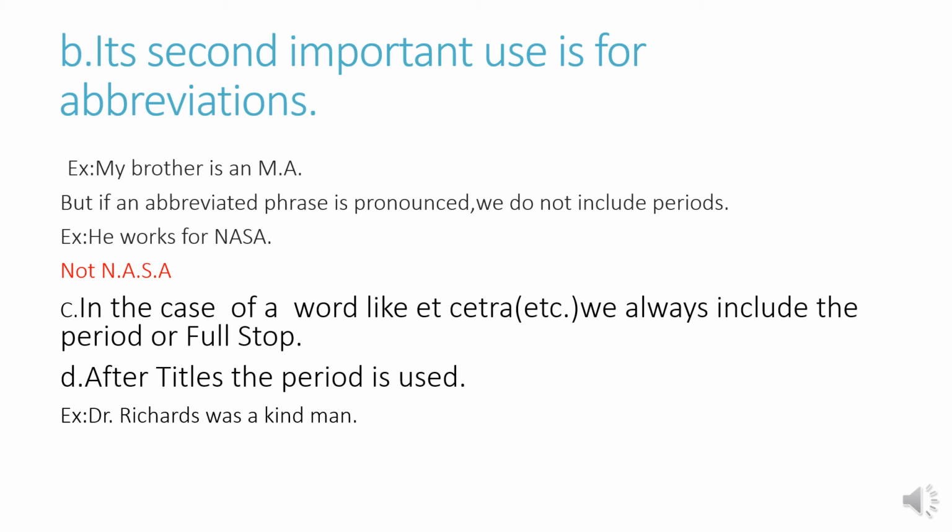But sometimes if it is an abbreviated phrase, then we don't include periods or full stops, like NASA, UNICEF, UPSC, etc. But in the case of a word like etc., after the short form of etc., we have to use the period or full stop. Then the last one is after titles, the period or full stop is used.